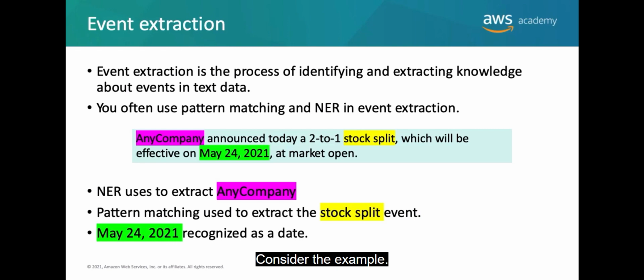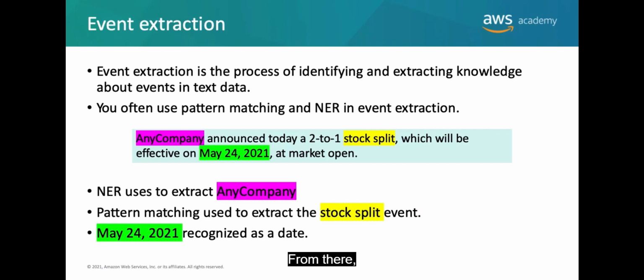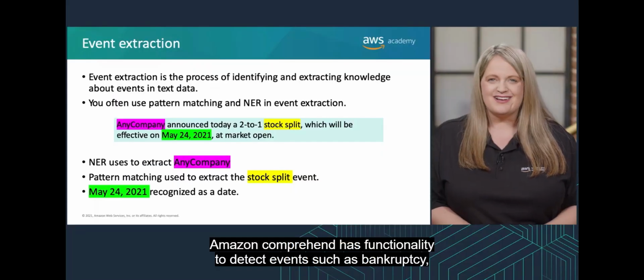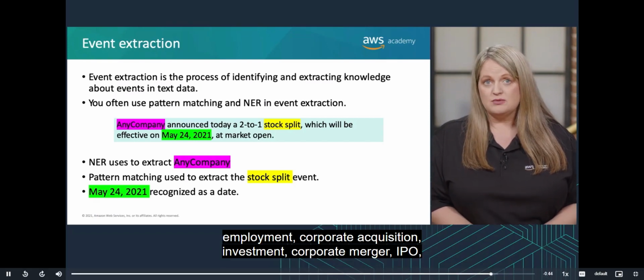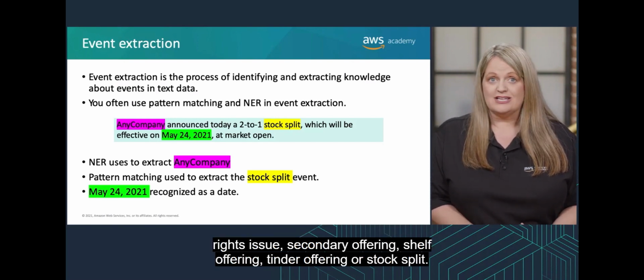Consider the example: AnyCompany announced today a 2-to-1 stock split, which will be effective on May 24, 2021 at market open. One approach would be to use pattern matching to detect the event, in this case, stock split. From there, you could find the entities detected in the sentence to find the organization. Then you could use pattern matching to look for the date and numerical values for the split. Amazon Comprehend has functionality to detect events such as bankruptcy, employment, corporate acquisition, investment, corporate merger, IPO, rights issue, secondary offering, shelf offering, tender offering, or stock split.